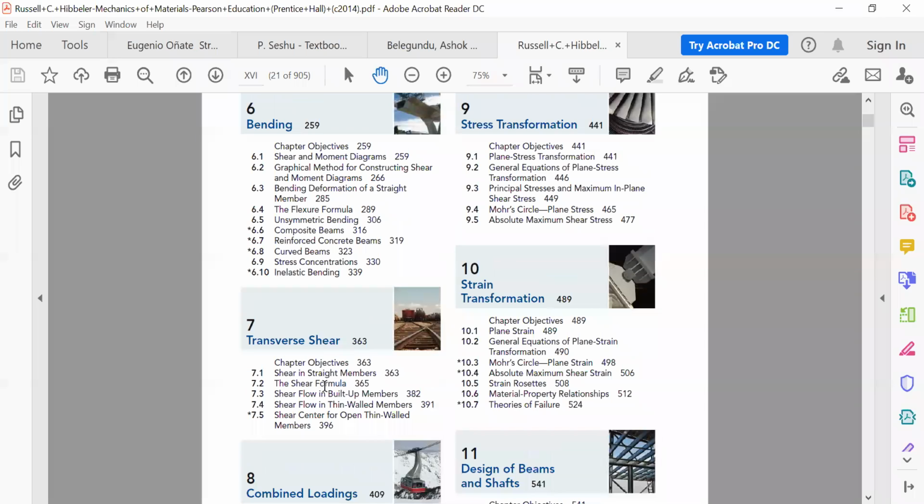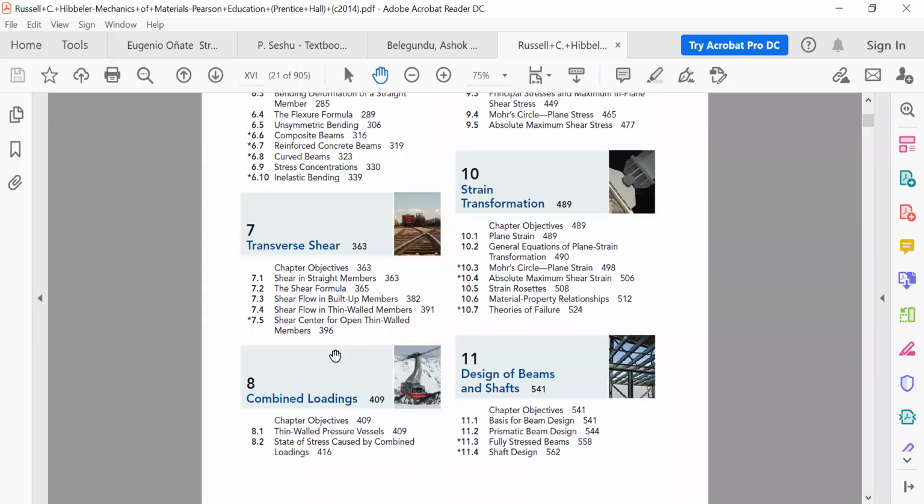Chapter 6 and chapter 7 are actually a single chapter. In chapter 6 we'll be talking about the normal stresses in the beams, and in chapter 7 we'll be talking about the shear stresses in the beams. Though in most of the books it is clubbed as a single chapter, here the author has made life easy for the students by dividing it into two, first consolidating on the normal stresses, then talking about the shear stresses in the beams.